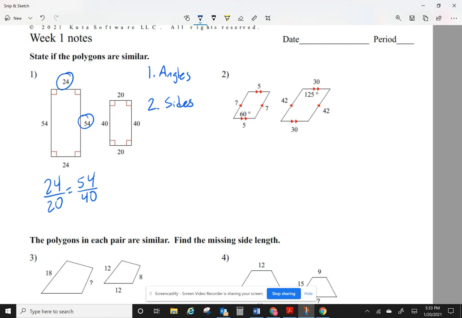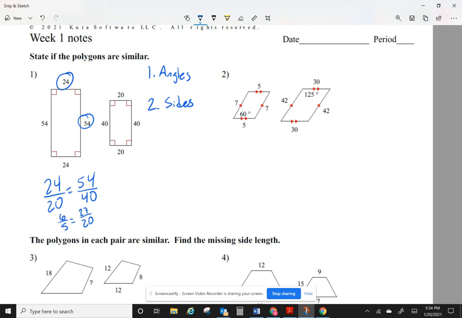So looking at 24 over 20, let me divide each by 4. That simplifies to 6 over 5. Now 54 and 40, let's divide by 2. That gives me 27 over 20. I cannot simplify anymore. I notice that my fractions do not equal. That means my sides are not proportional.